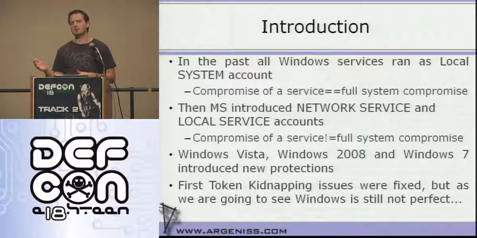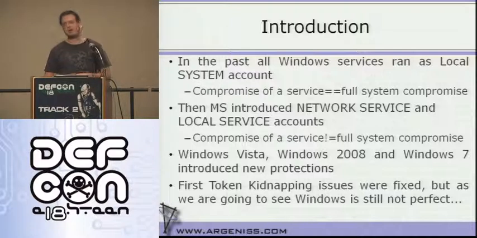Then, with Windows 2003 and XP, Microsoft introduced a couple of new user accounts called Network Service and Local Service. These accounts have restricted privileges. They have fewer privileges than the local system account. So in theory, they started to run some system services under these accounts so that when one of these services was exploited, it doesn't mean that all the system was going to be compromised.